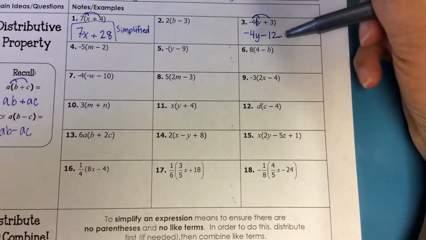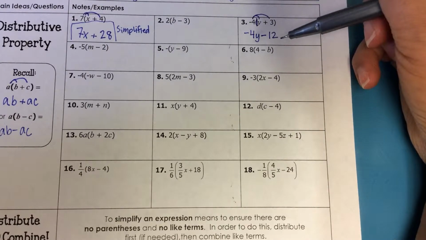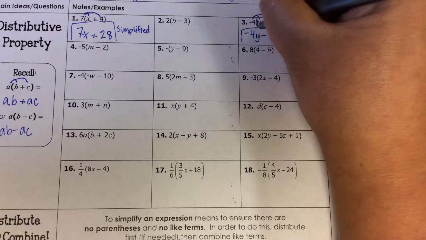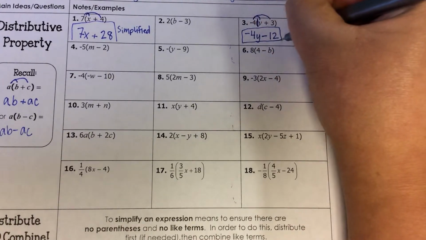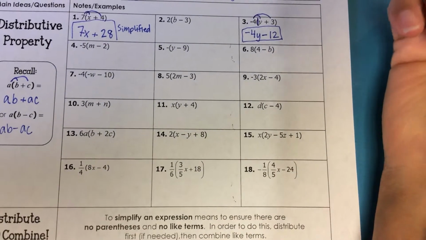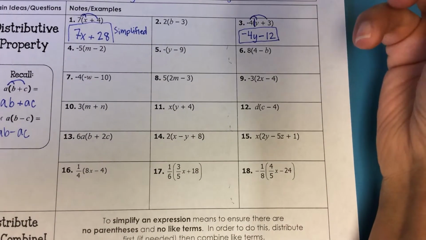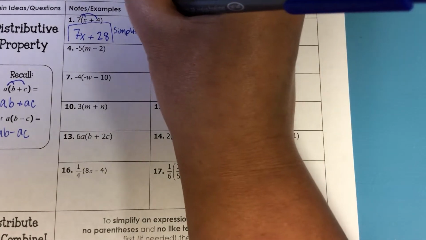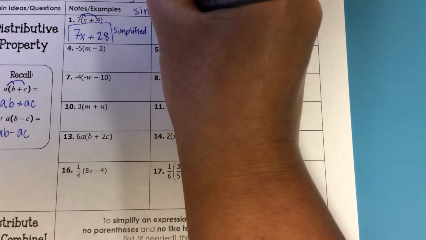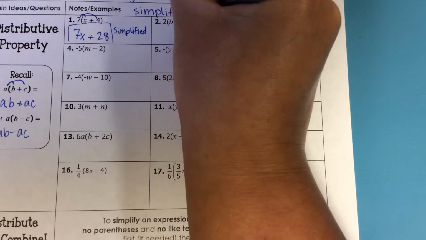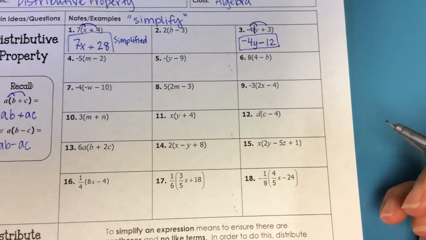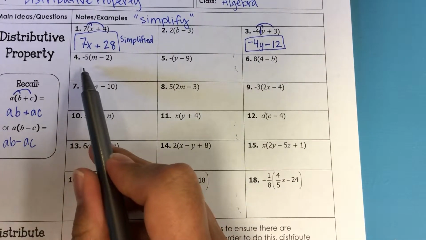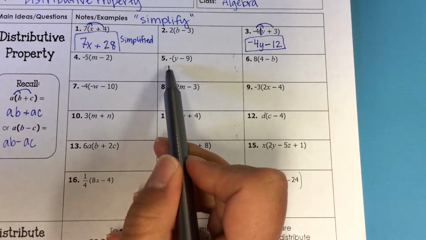Okay, I take a look at it, see if there's anything that I can combine for like terms. There's not, so this is all done. We're in simplified form. Okay, when you take your tests and other things, it will either ask you to distribute or it will ask you to simplify. Just straight up simplify. Number 4 is pretty much like number 3. I am going to move on to number 5.